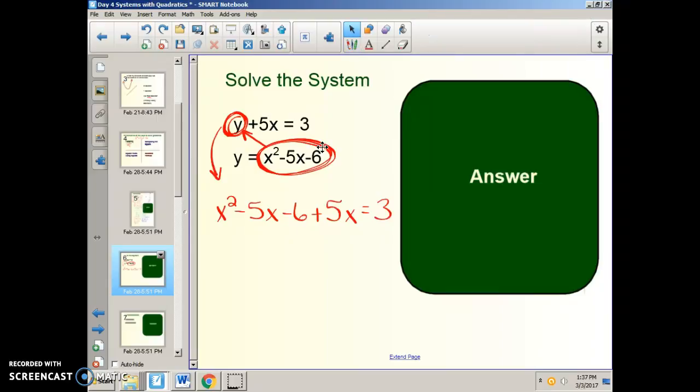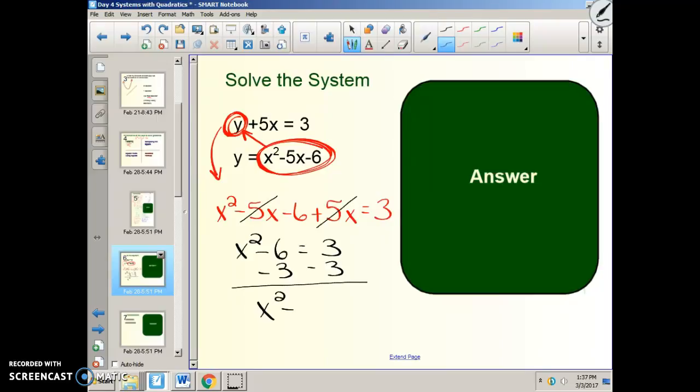All right, well, remember what I said in the first example. We're trying to get it to equal 0 because I have an x squared in there. So let's move everything over to the other side, and then we'll deal with it afterwards. What's nice is that negative 5x and that positive 5x actually cancel out. So I'm down to x squared minus 6 equals 3. I'm going to move the 3 over there. So I have x squared minus 9 equals 0.